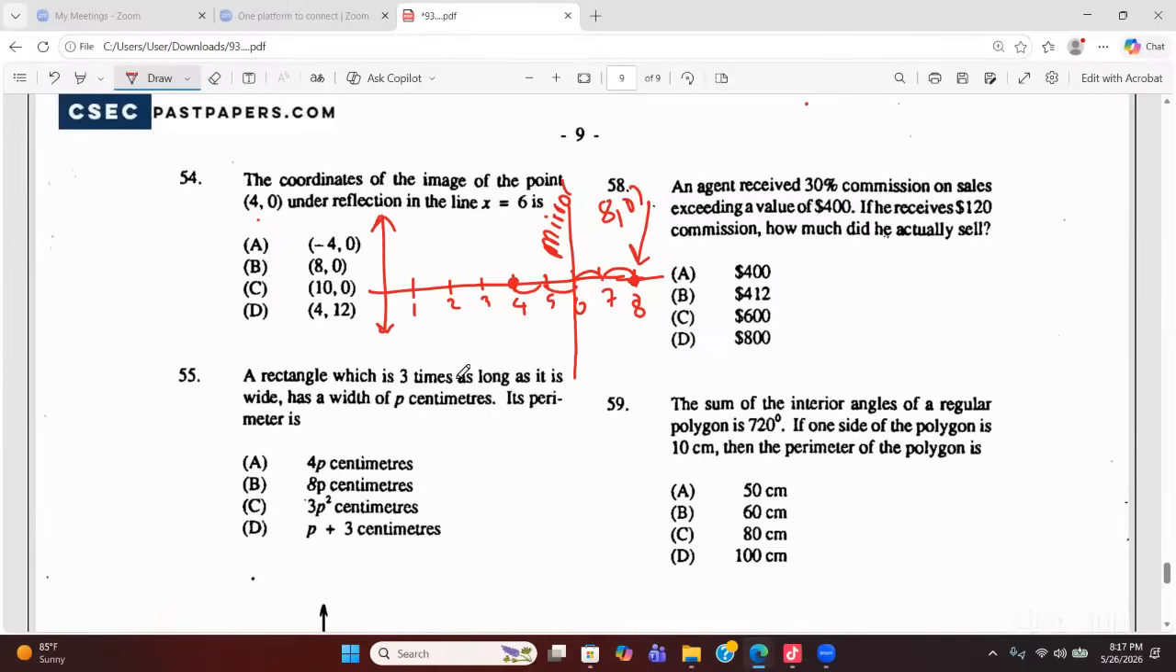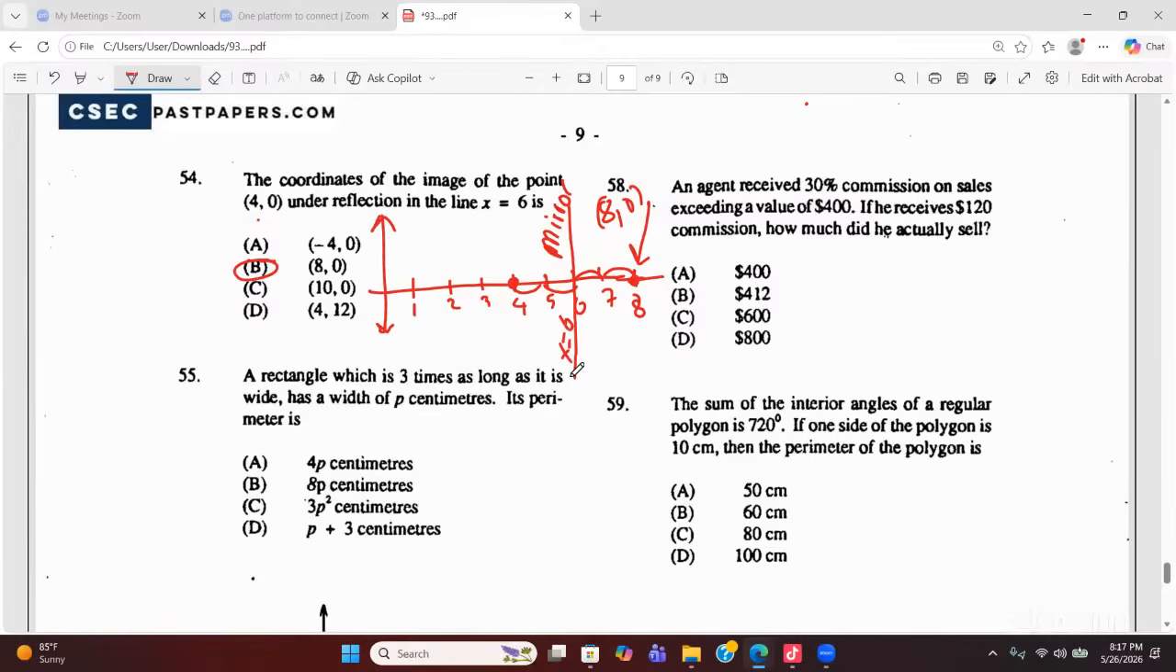So if you want to just relax and take your time and put it on a little rough work, you could do that. Or you could think it through too. If you think about it, it's going to reflect across the line x equals 6.